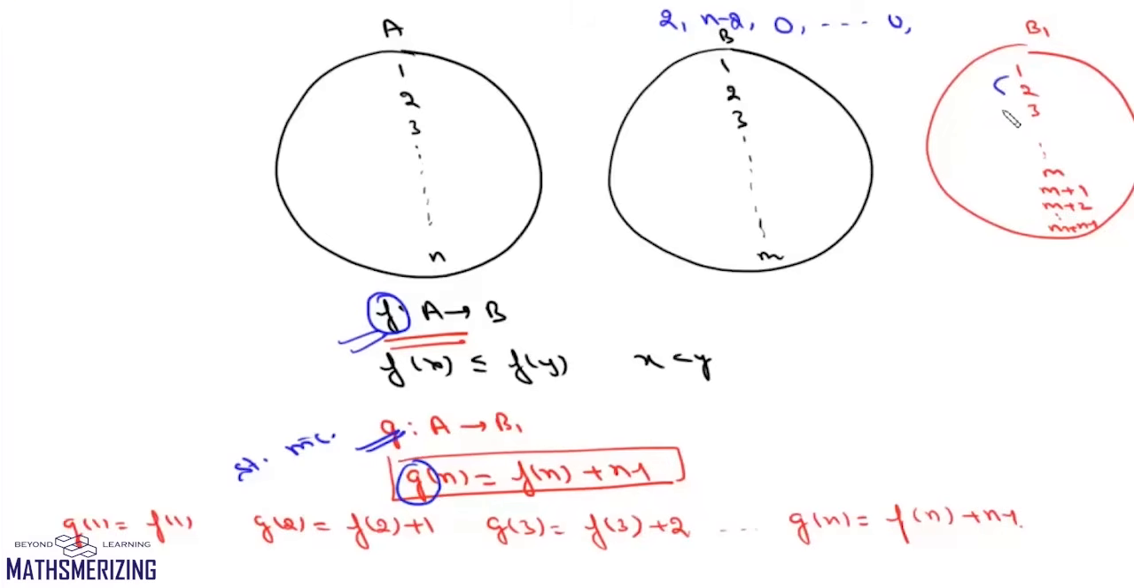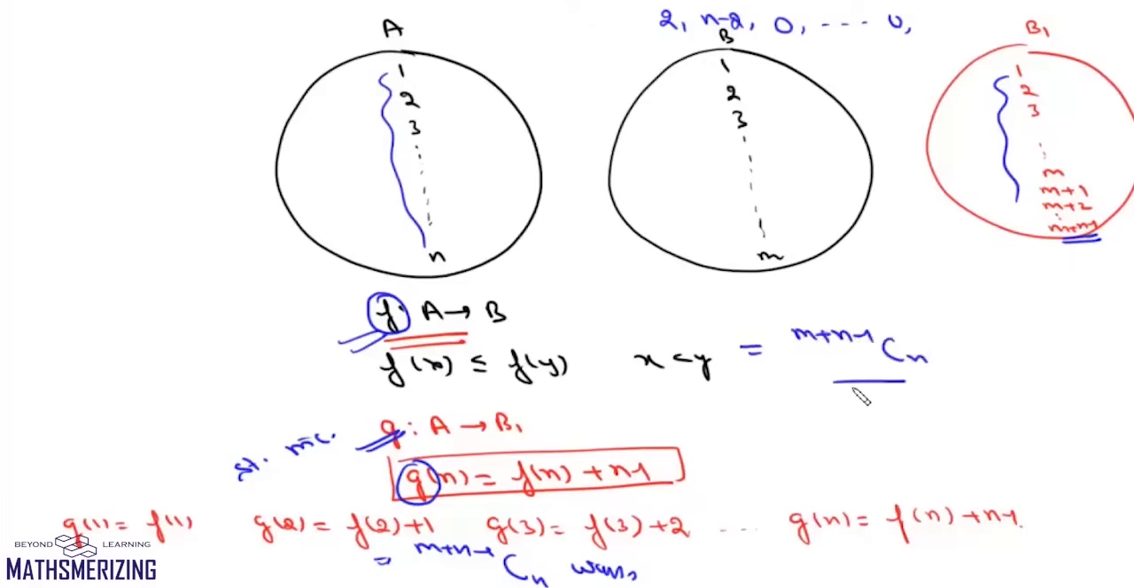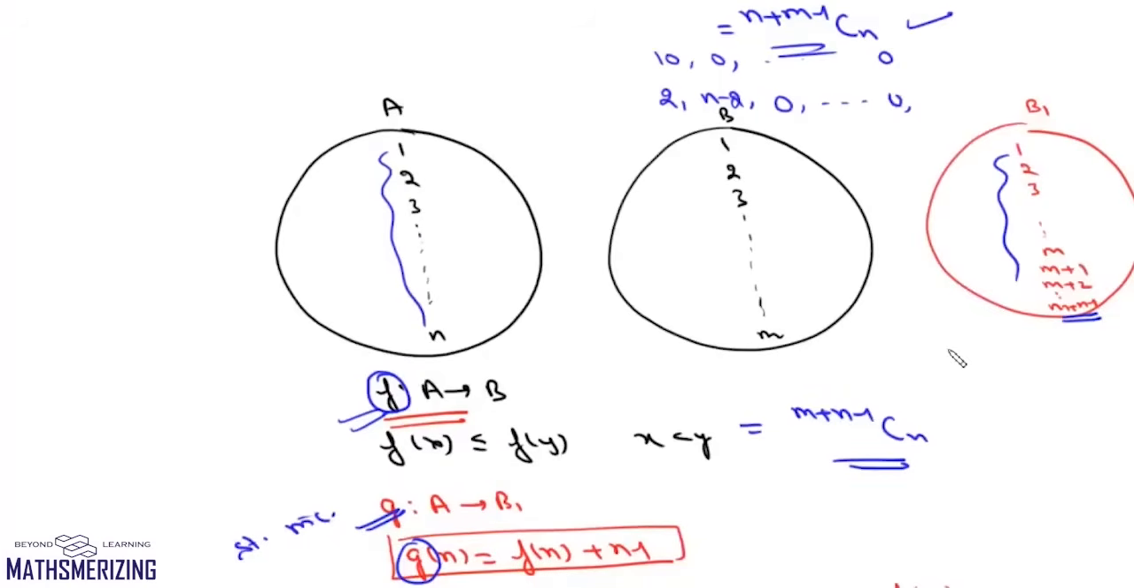Now for g, there are m plus n minus 1 elements, and from these we need to choose n elements, and they have to be ordered in ascending order, which can be done in m plus n minus 1 C n ways. So the number of strictly increasing functions g from A to B1 is m plus n minus 1 C n, which is equal to the number of non-decreasing functions f from A to B. So the number of non-decreasing functions is again m plus n minus 1 C n. So this is how we find the number of non-increasing or non-decreasing functions for given two sets A and B.